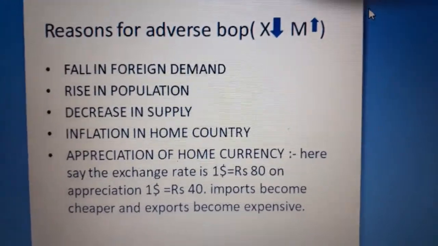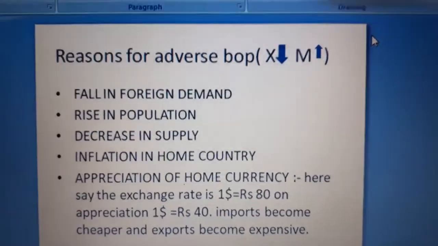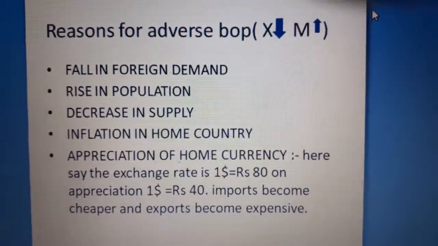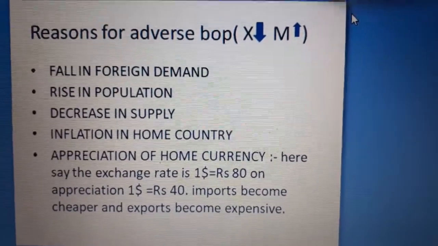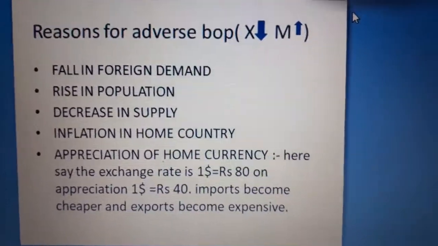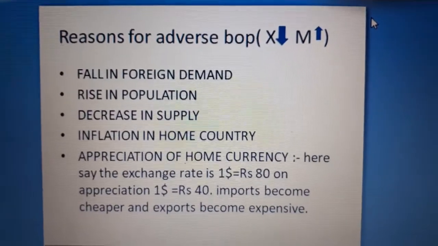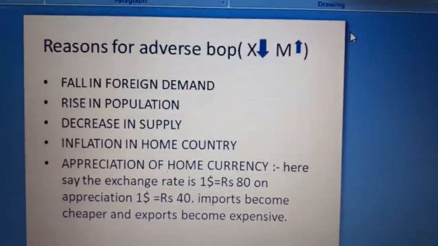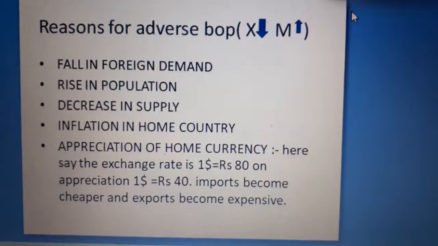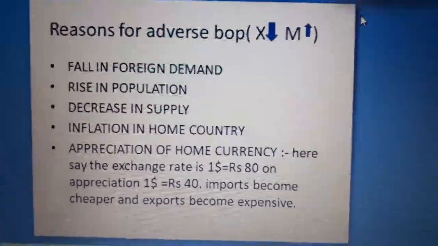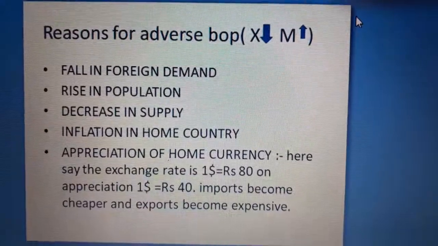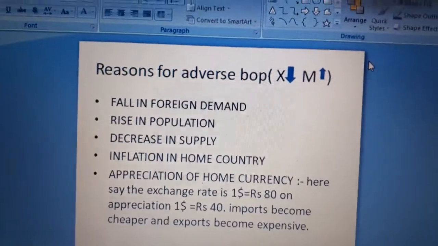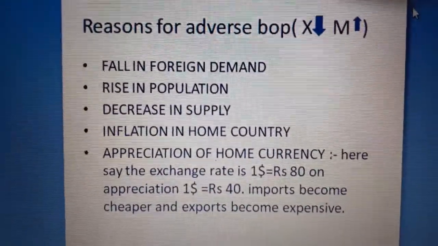Decrease in supply. Decrease in supply of what? Exports. Our supply of exports can depend on various factors such as natural factors. Suppose if there is a flood, famine, then the supply of exports will go down. Next point, if there is inflation in the home country, what will happen? See, it's not that only we are exporting the commodities. In the same category we have other countries as well. So if the price of our exports goes up, then the foreigners will buy less of our exports.